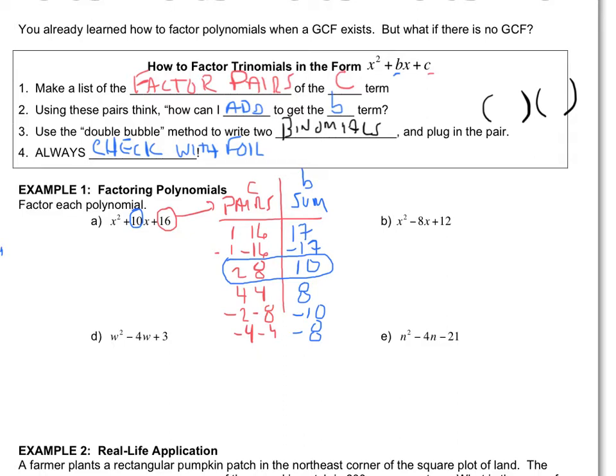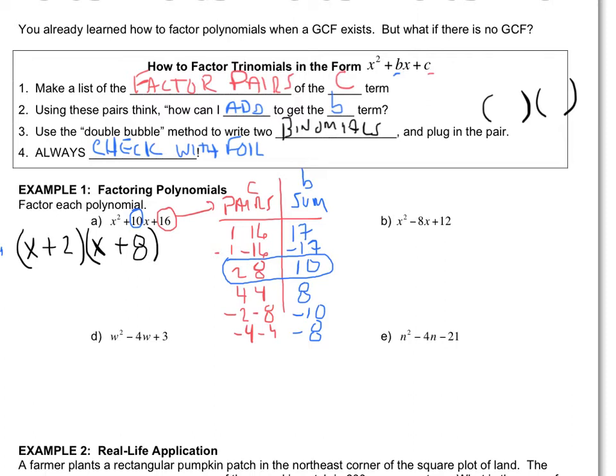Now step 3 says to use our double bubble. There's the first parentheses, there's the second. We're dealing with x's, so I'm going to plug x's in the front. And we're using the 2 and the 8. Positive 2, positive 8. I believe that is the polynomial factored.